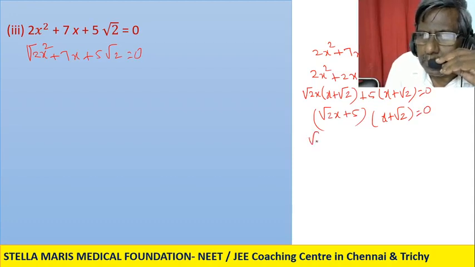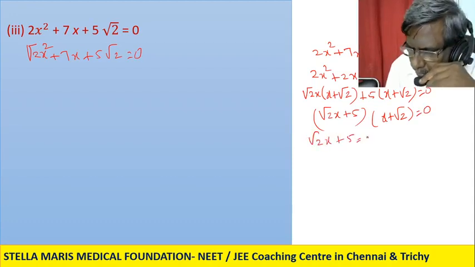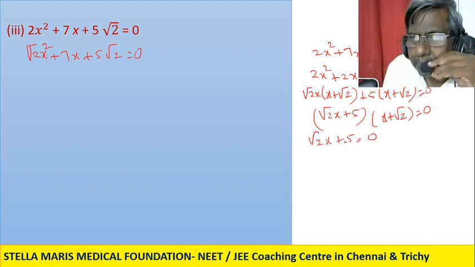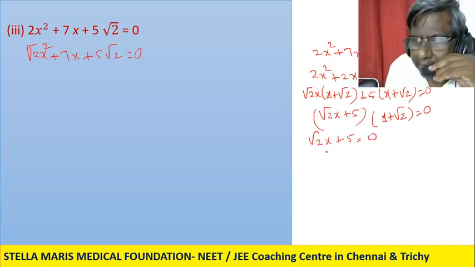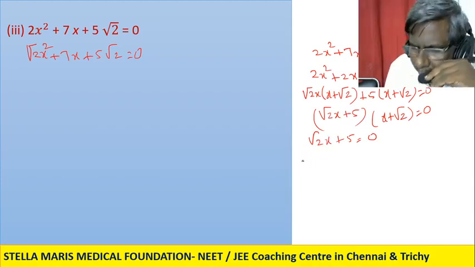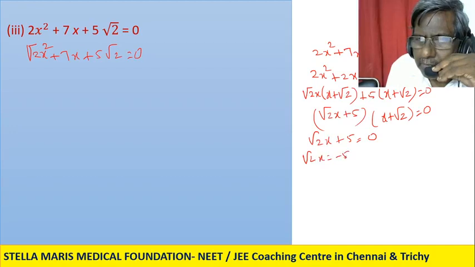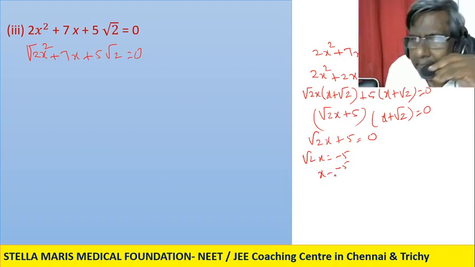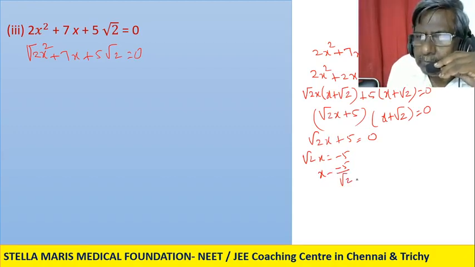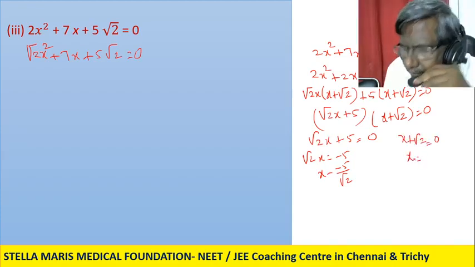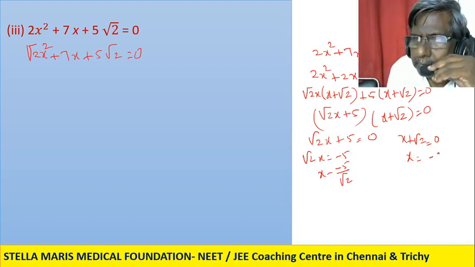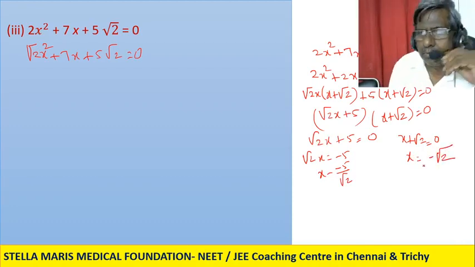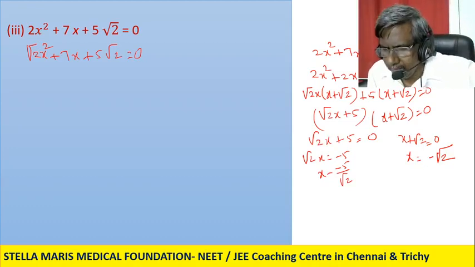So either root 2x plus 5 is equal to 0, that is root 2x is equal to minus 5, x is equal to minus 5 by root 2. Likewise here, x plus root 2 is equal to 0, x is equal to minus root 2. So x is equal to minus 5 by root 2, one answer. Then x is equal to minus root 2.